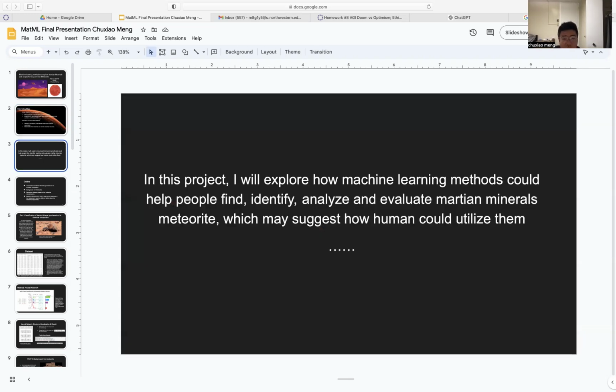So in this project, I will explore how machine learning methods could help people identify, analyze, and evaluate Martian material and or the meteorites, which may suggest how humans could utilize them.